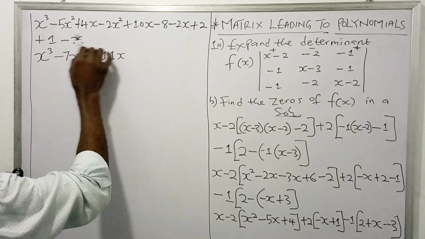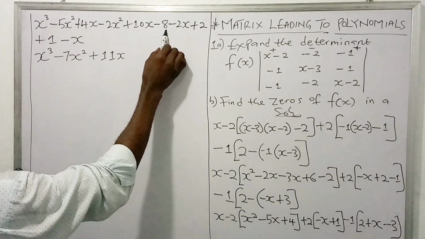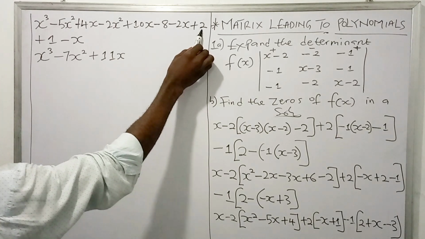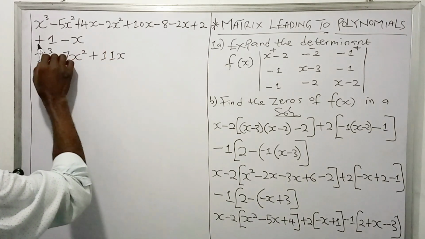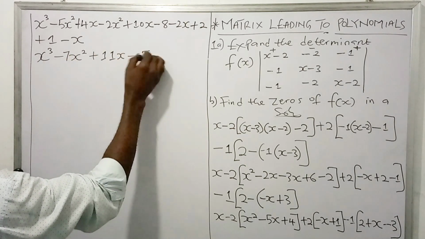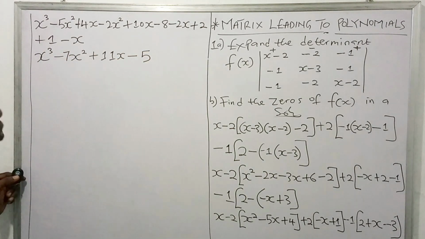Then for the constant there we have minus 8, minus 8 plus 2, that's minus 6. Then minus 6 plus 1 will give us minus 5.